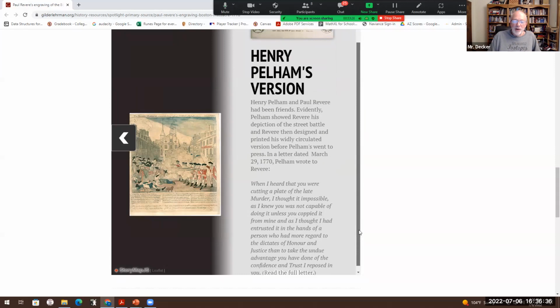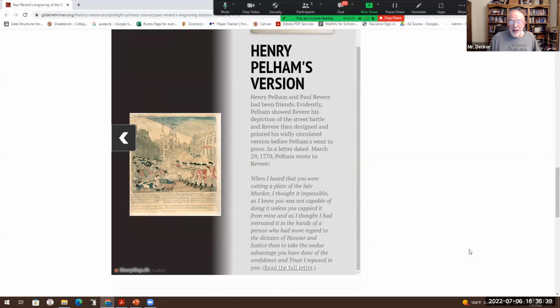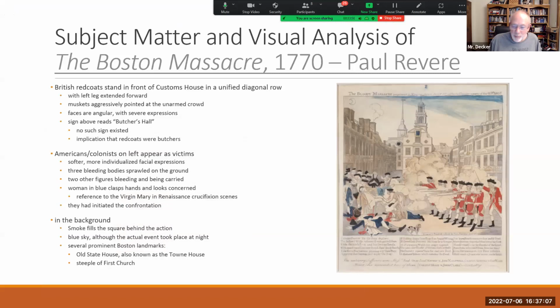In a letter dated March 29th, 1770, Pelham actually wrote more than this. The full letter is on another slide, but: "When I heard that you were cutting a plate of the late murder, I thought it impossible, as I knew you was not capable of doing it unless you copied it from mine, and as I thought I had entrusted it in the hands of a person who had more regard to the dictates of honor and justice than to take the undue advantage you have done of the confidence and trust I reposed in you." And then there's more, and we have more, and we're doing okay with time. Just wanted to set the stage here.